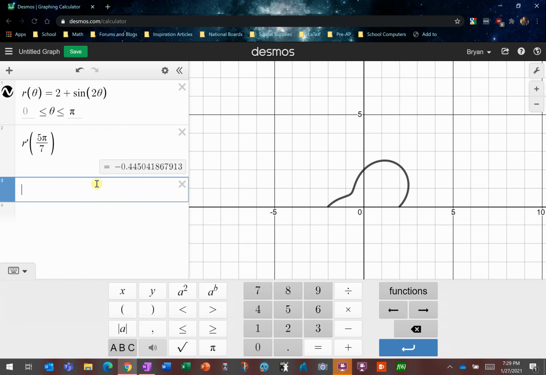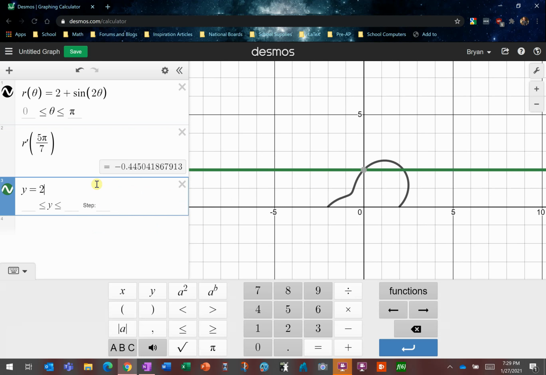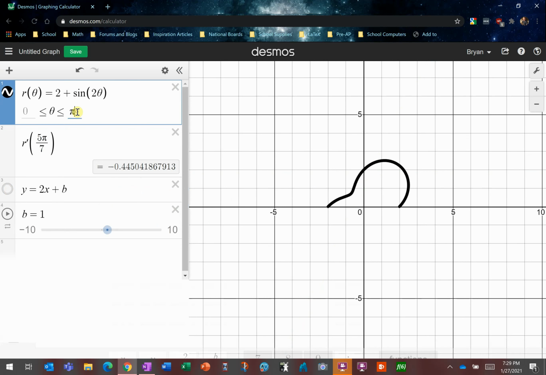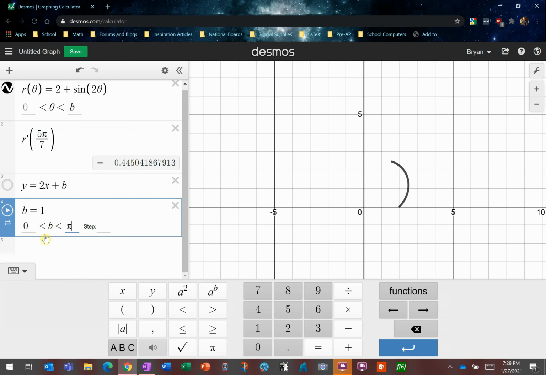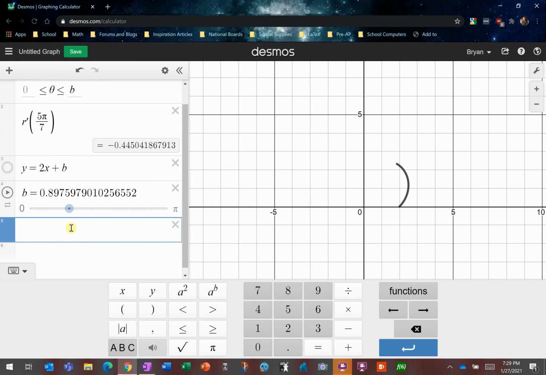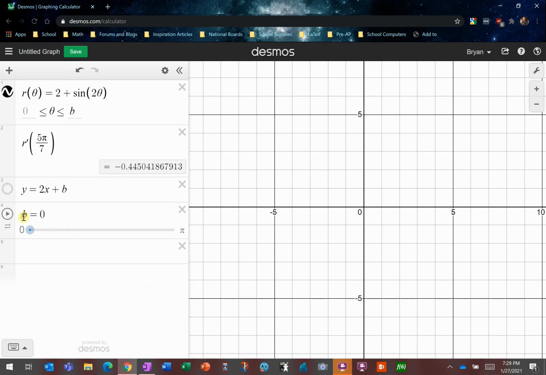Let me see if I can quickly whip up what I did before. I did like 2x plus b. We're going to add a slider here, turn this off. We're going to go from 0 to b. We're going to set b to go from 0 to pi. And we'll have it step by pi over 7s, I guess. So here's 0 pi over 7, 1 pi over 7, 2 pi over 7, 3, 4. Here's 5 pi over 7, give or take.